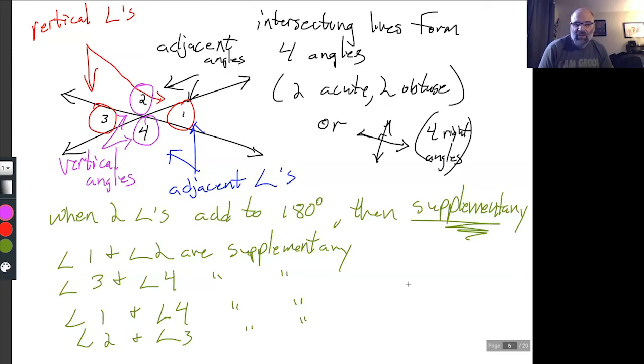Okay? Well, guess what? Vertical angles are always congruent. So angle 2 is congruent to angle 4. So this is the symbol for congruent. And then also angle 1 is congruent to angle 3 because they're vertical angles. So vertical angles are always congruent.